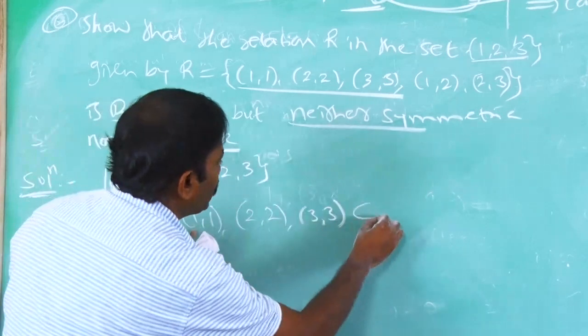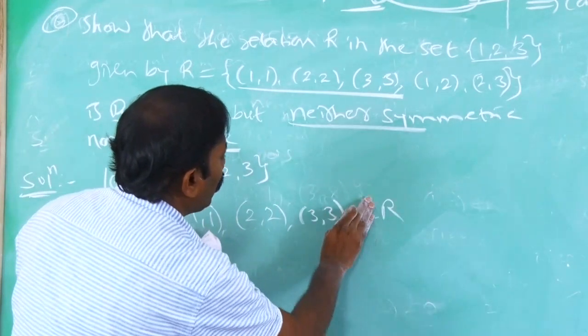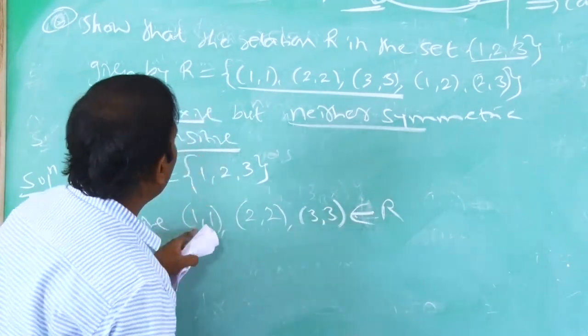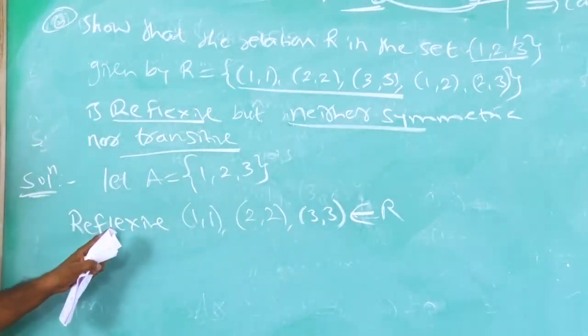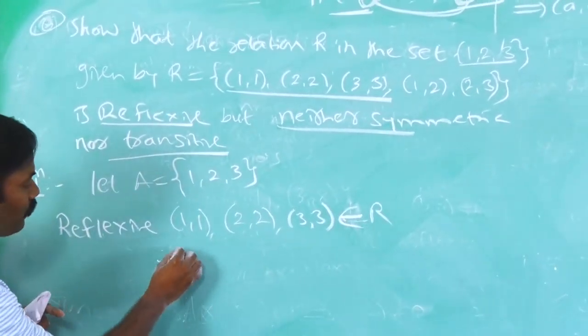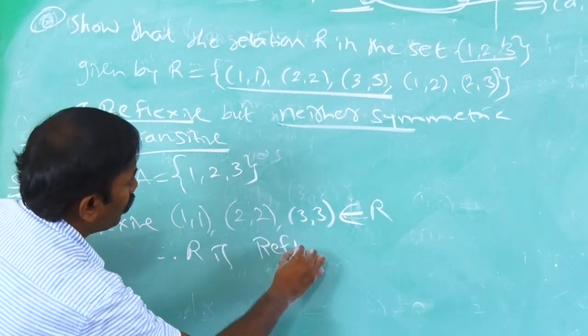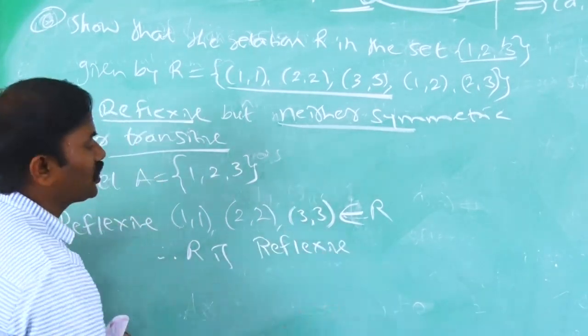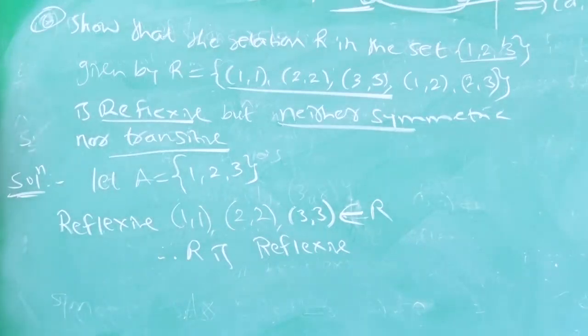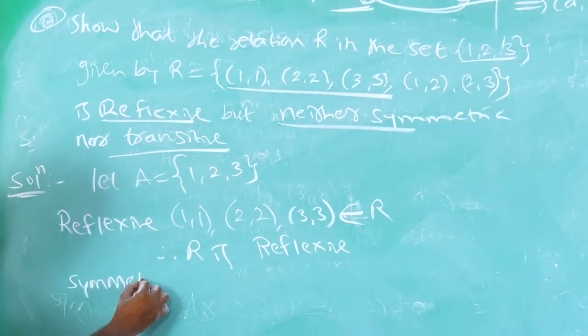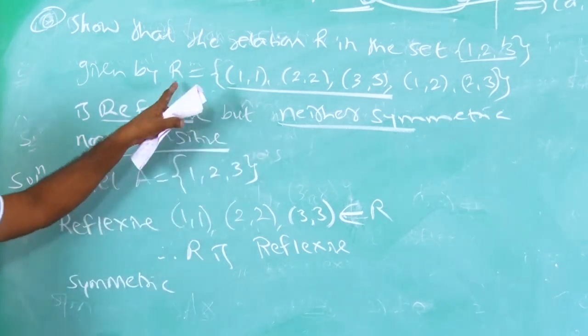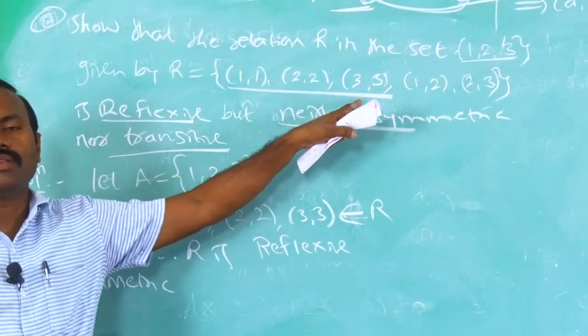All these pairs belong to the relation. So this relation is reflexive. Therefore, R is a reflexive relation. Next, take the symmetric relation. The second one is to find whether it is symmetric. Now, take all the pairs in the relation set.